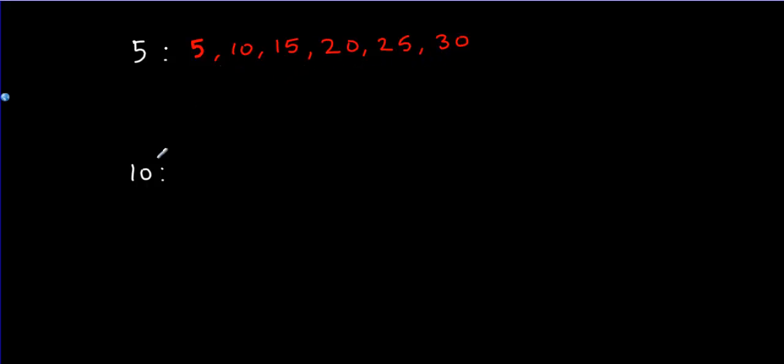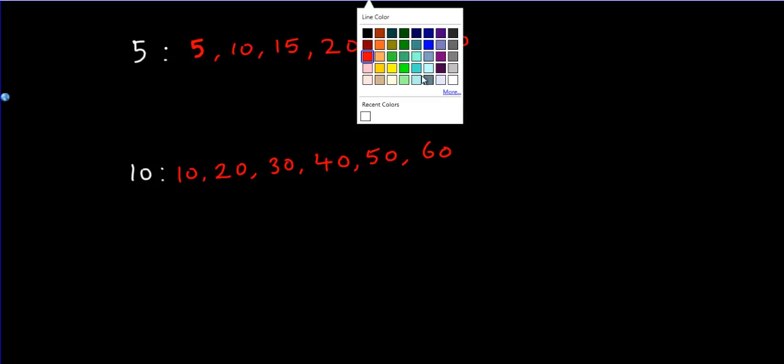So let's do the same for 10. 10 ones are 10, 10 twos are 20, 10 times 3 is 30, 10 times 4 is 40, 10 times 5 is 50, 10 times 6 is 60. So if you know your multiplication table, this shouldn't be hard for you. This should be a piece of cake. So let me just change my color here.